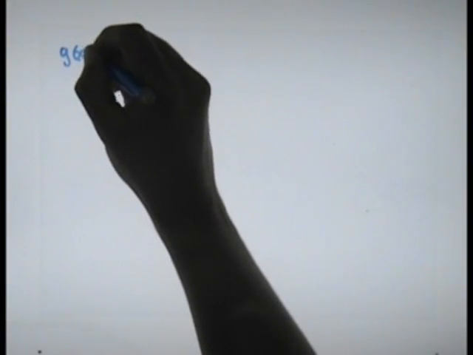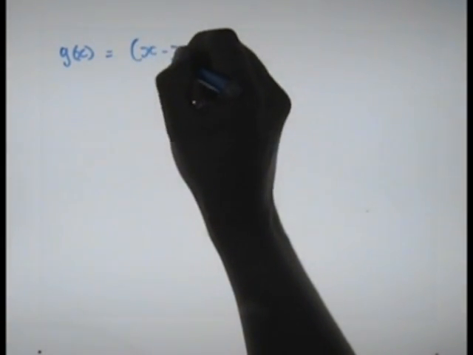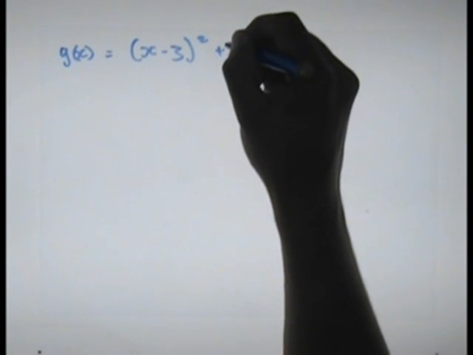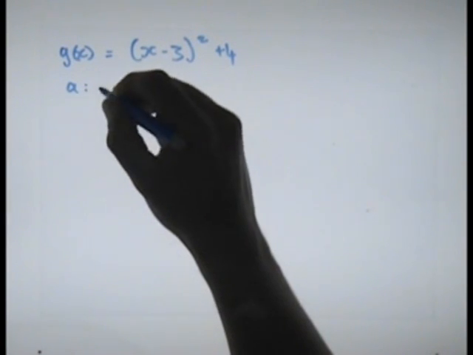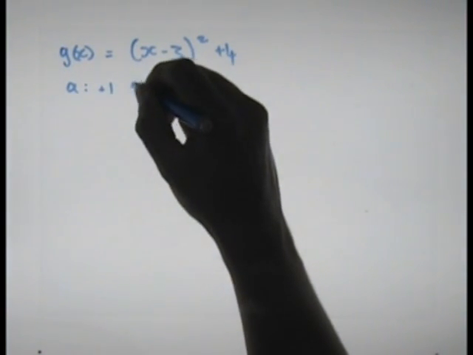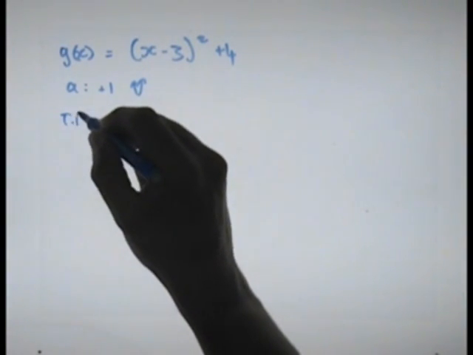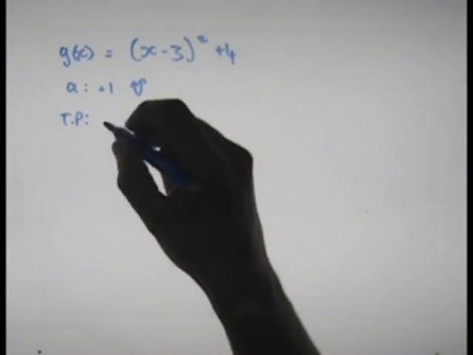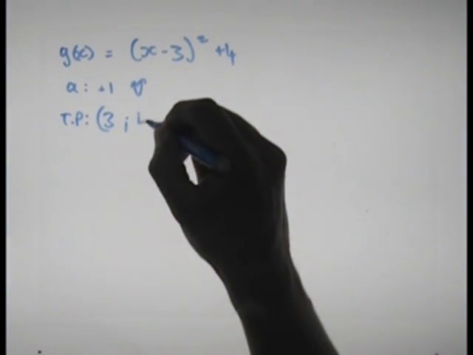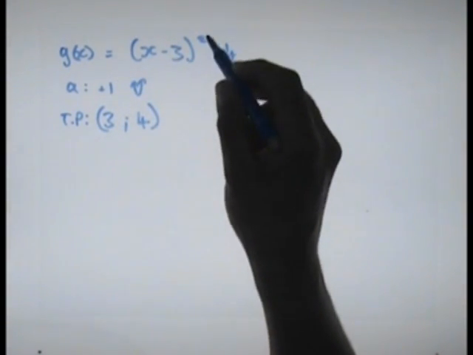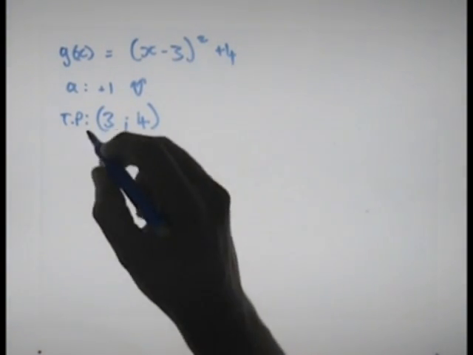The first one I gave you to do read g of x is equal to (x minus 3) squared plus 4. Easy to do. Step 1, the a value, which is equal to plus 1, which means that it's the smiley face graph. Step 2, turning point. Turning point is p q, which in this case is going to be plus 3, plus 4. (x minus p) squared plus q, that means that q is plus 4, p is plus 3.